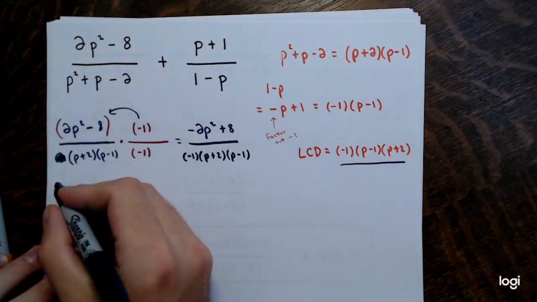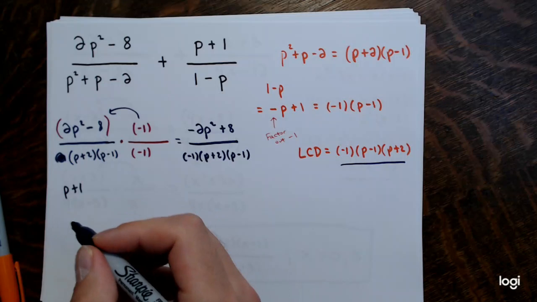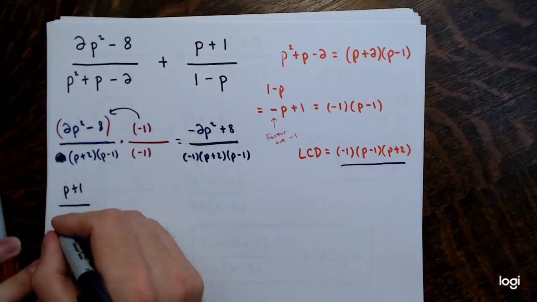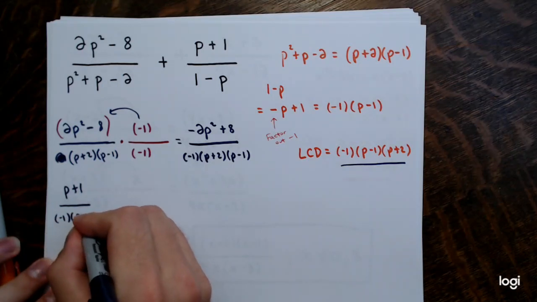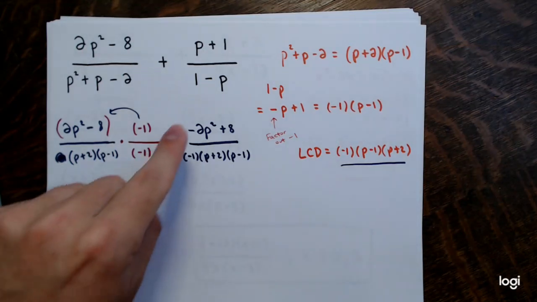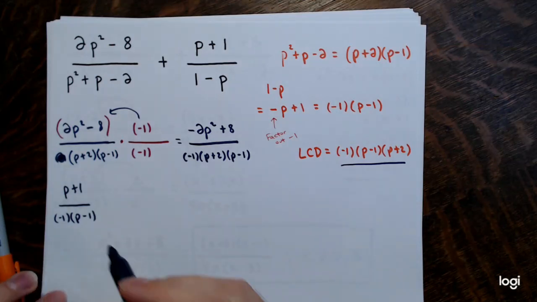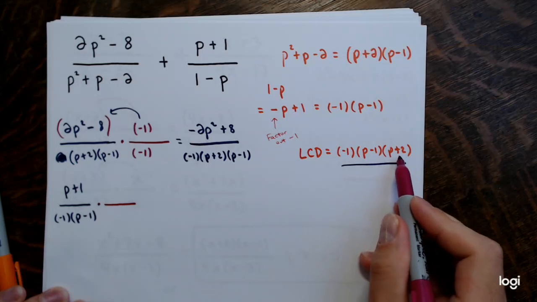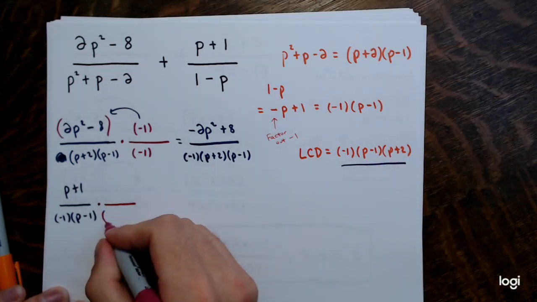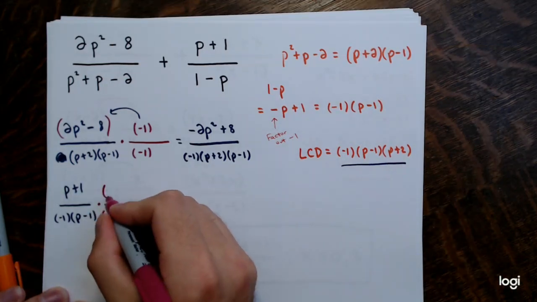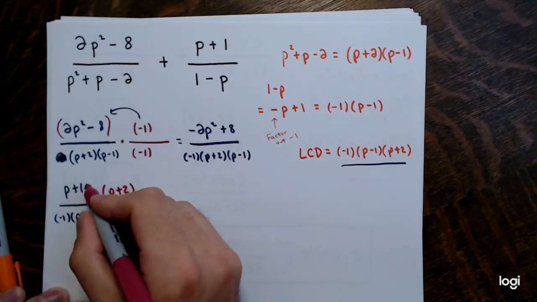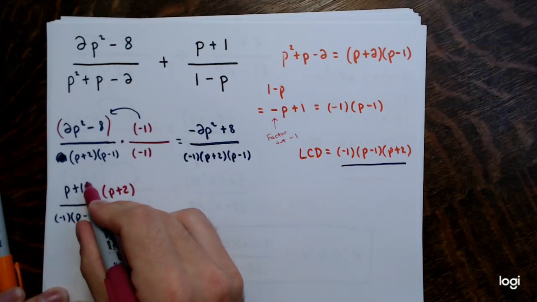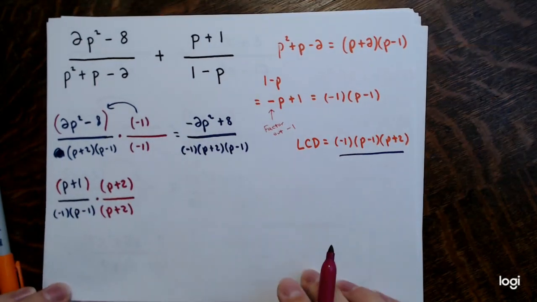Alright, and the other fraction, p plus 1 over. And again, the way I had it factored, I'm going to pull out negative 1, negative 1 times p minus 1. That's the same denominator as 1 minus p. I'm going to multiply the numerator and denominator by the same thing, so we get it to be the LCD. The only thing missing is the p plus 2. So p plus 2, p plus 2. And again, you're not just multiplying p plus 2 by one of these terms, you're doing the whole thing, right? It's got multiple terms, so I'm going to put it in parentheses.